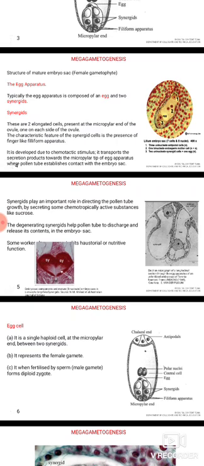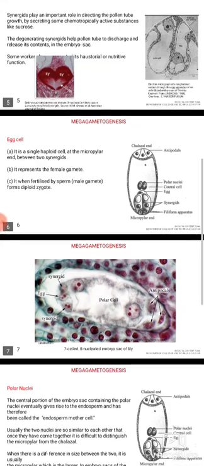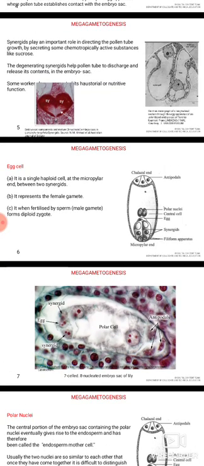It is developed due to the chemotactic stimulus. It transports the secretion products towards the micropylar tip of the egg apparatus, where the pollen tube establishes contact with the egg cell. The synergids play an important role in directing the pollen tube growth by secreting some chemotactically active substances like sucrose. The degenerating synergids help the pollen tube to discharge and release its contents into the embryo sac.